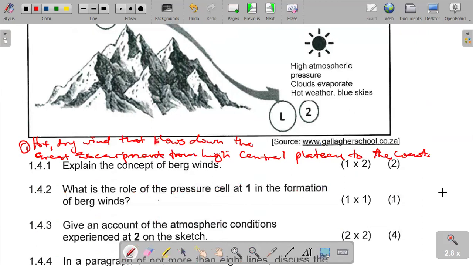So the question wants us to give the role of pressure cell 1. It is actually there to allow air to blow from the cell towards the coast.